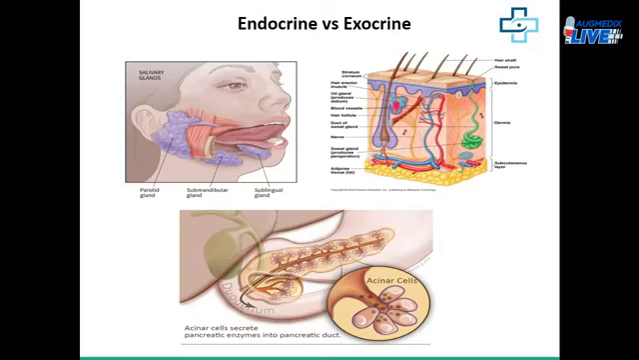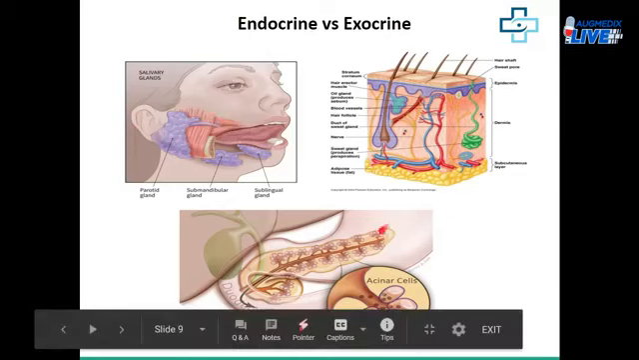What happens? Oil is released from this gland. As you can see, it releases its secretion with the help of a duct. So this is the sebaceous gland, and this is also an exocrine gland. The other example is this green colored structure. This is a sweat gland. As you can see here, we have a duct, so this is also an exocrine gland. These are the examples of exocrine gland.